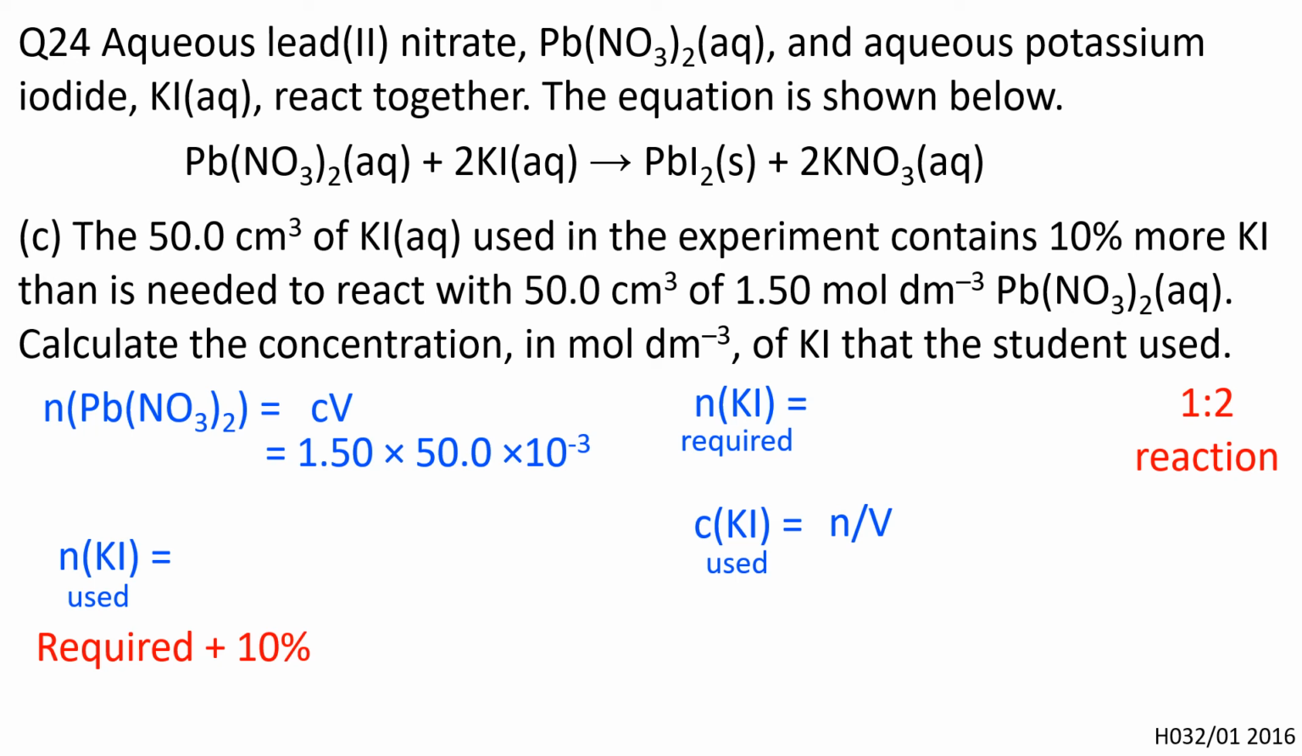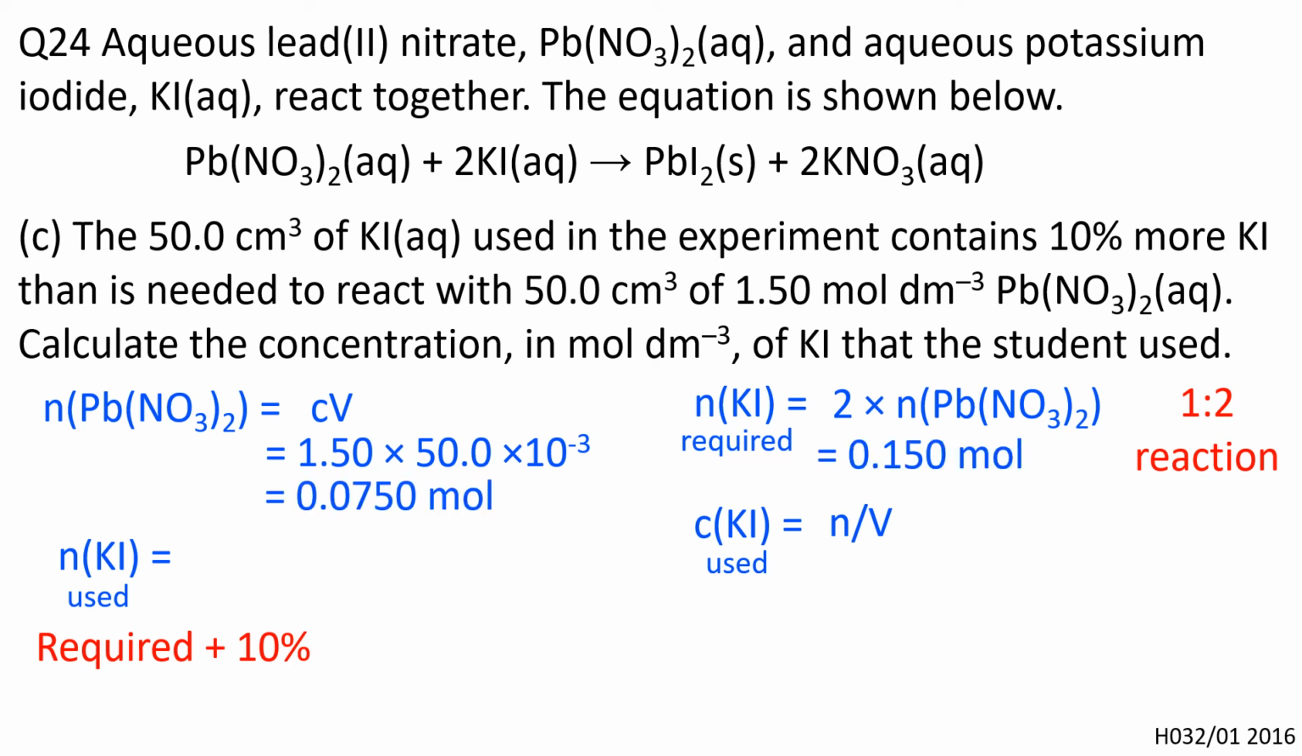So 1.50 multiplied by 50 times 10 to the minus 3. So times 10 to the minus 3 is just a conversion because we need to convert centimeters cubed into decimeters cubed. The amount of KI required is 2 times the amount of lead nitrate. So that gives us those two figures there. The amount of KI used is going to be an additional 10% on top of that 0.150. So 10% of that is 0.015. So that works out at 0.165 moles.